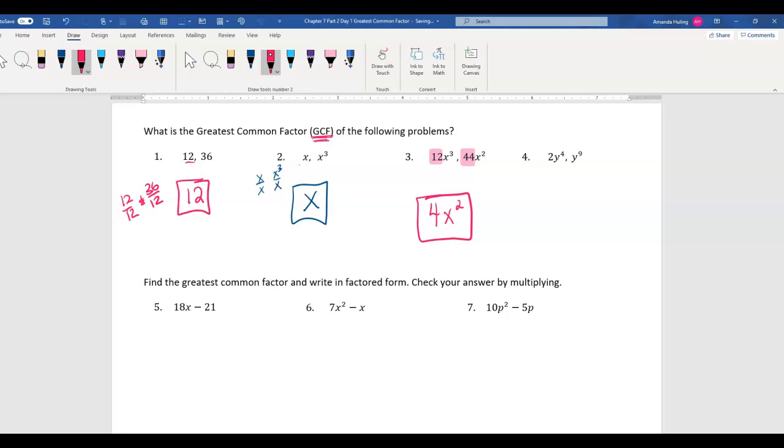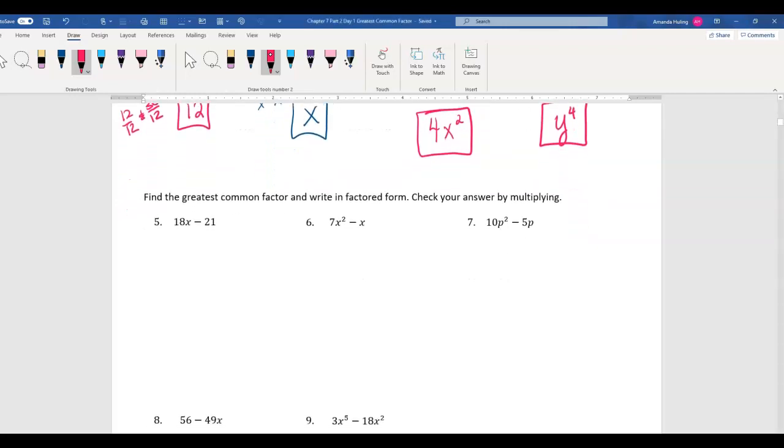And for number 4, I'm going to go to my smaller coefficient, which is 1, and I guess my GCF of that is 1 if you wanted to say 1, but you don't need to, okay? And then y to the 4th is the smaller exponent, and so can I divide them both evenly by y to the 4th? And you sure can.